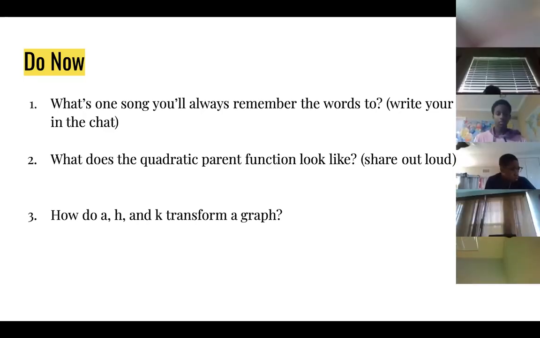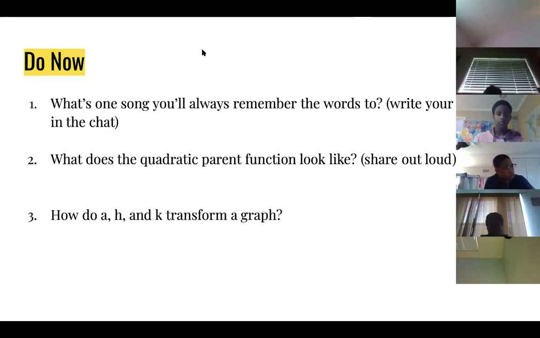All right, how do A, H, and K transform a graph? What do you have for me, Nick? Wait, what did you ask? Question number 3, how do A, H, and K transform a graph? H and K is the vertex, right? H and K is the vertex. What does the H value do to my graph? How does it move it? It moves it left and right. What about K? It moves it up and down.